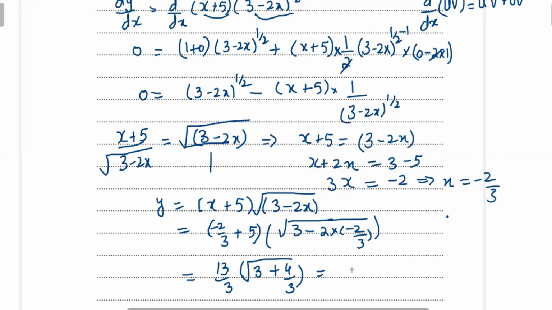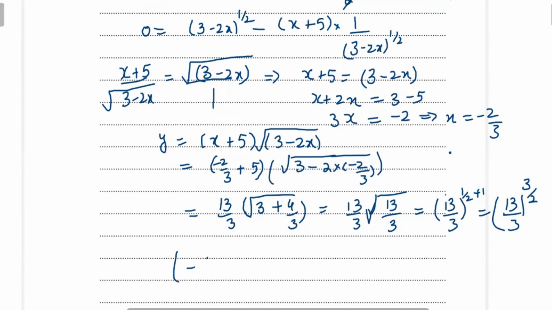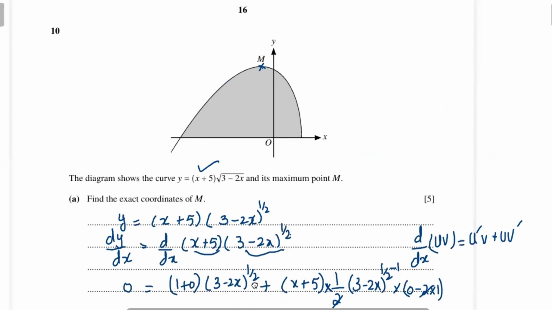And we can write here 13 over 3 into square root of 13 over 3. Therefore, we can write it as 13 over 3 power 1 plus 1 over 2. And therefore, the answer will be 13 over 3 power 3 over 2. This is the y-coordinate, and the x-coordinate is minus 2 over 3, and the y-coordinate is 13 over 3 power 3 over 2. And this is the coordinate of the maximum point M.